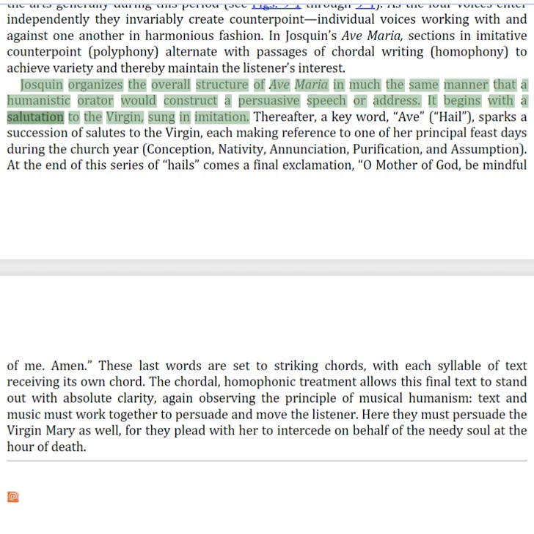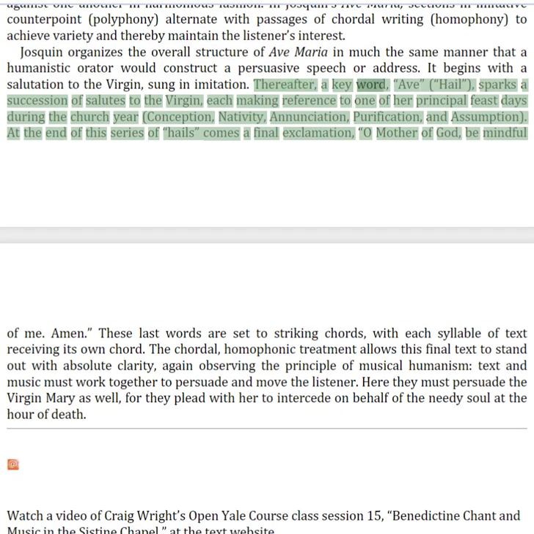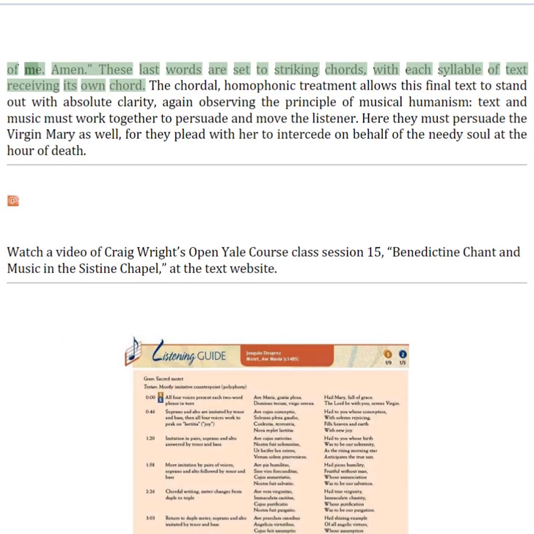It begins with a salutation to the Virgin, sung in imitation. Thereafter, a key word, Ave, sparks a succession of salutes to the Virgin, each making reference to one of her principal feast days during the church year. At the end of this series of hails comes a final exclamation, "O Mother of God, be mindful of me. Amen." These last words are set to striking chords, with each syllable of text receiving its own chord.